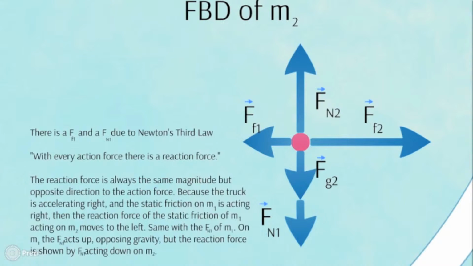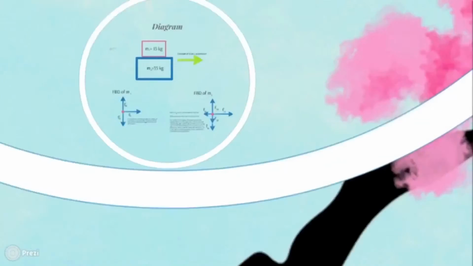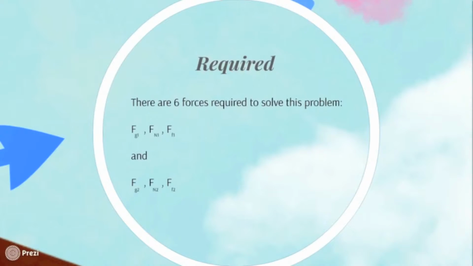On M1, the normal force acts up, opposing gravity, but the reaction force is shown as a force of the normal acting down on M2. Then there is the force of gravity down and the normal force up, as well as the force of static friction on 2. There are 6 forces required to solve this problem. The force of gravity, the force of normal, and the force of static friction all on 1, and the force of gravity, normal, and static friction all on 2.